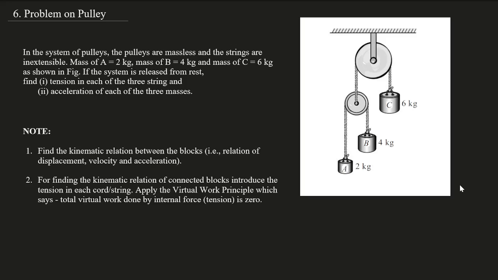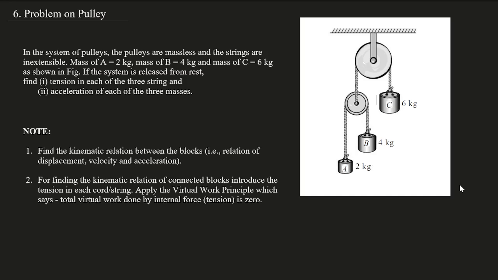In this video, we will see how D'Alembert's principle and Newton's second law are used to solve a system of pulleys problem. The problem states that in the system of pulleys, the pulleys are massless and the strings are inextensible. Mass of A is 2 kg, mass of B is 4 kg and mass of C is 6 kg as shown in the figure. If the system is released from rest, we have to find the tension in each of the three strings and the acceleration of the masses.